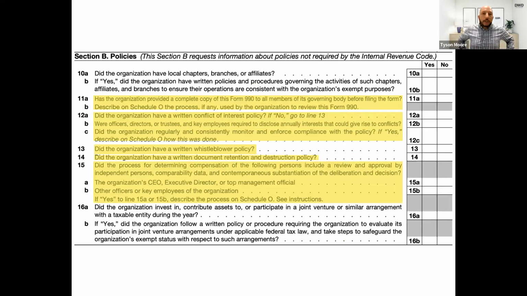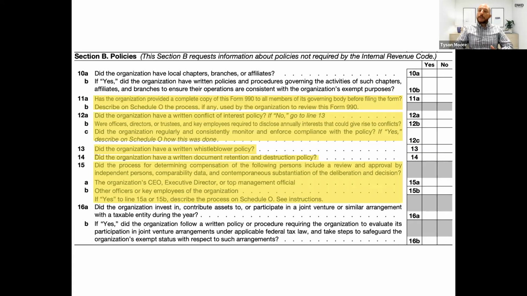Here's the next part of the governance section. It talks about the policies that you have in place. Now, the view of the IRS is that good governance and accountability practices provide safeguards that the organization's assets will be used consistently with its purpose. So they think that if you have these policies in place, you're more likely to be doing other things correctly and be a better run organization overall.